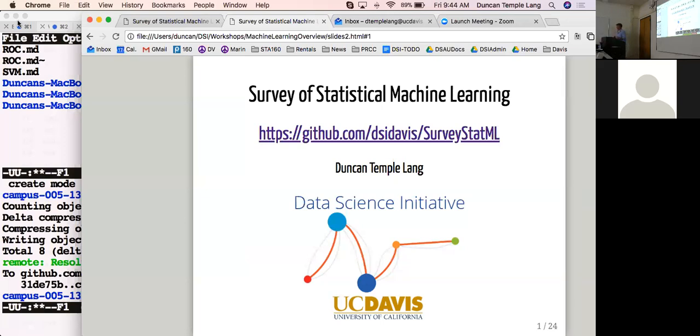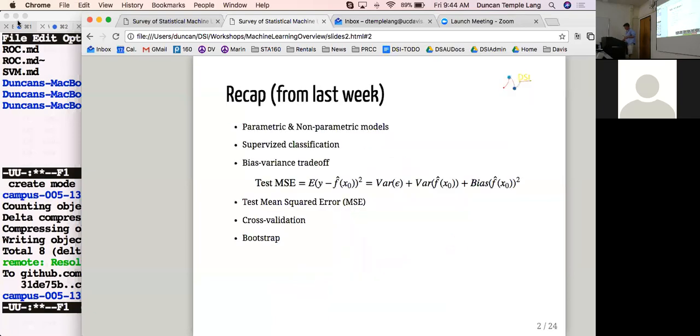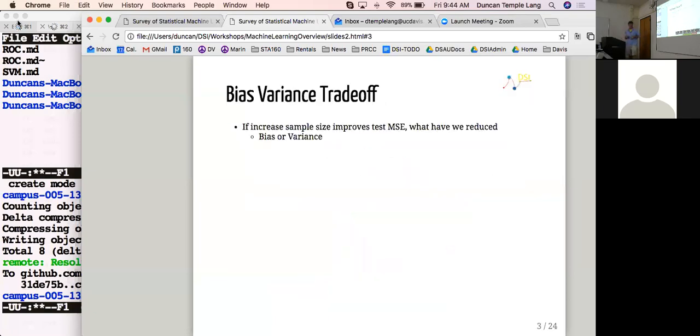We're holding that constant. So much of this goes away if you change, you've got all these different parameters. So one of the things is, sample size improves your test MSE. What do we reduce? Bias or variance?